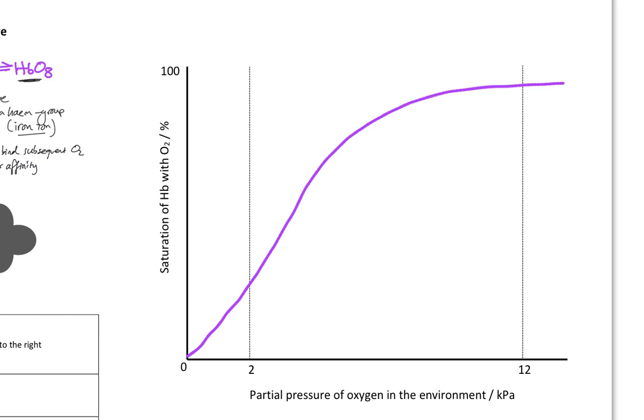And therefore, we can study how haemoglobin carries oxygen by doing a graph like this. So I've got my partial pressure of oxygen in the environment. Pressure is measured in pascals. It's such an insignificant number that we normally measure it in kilopascals.